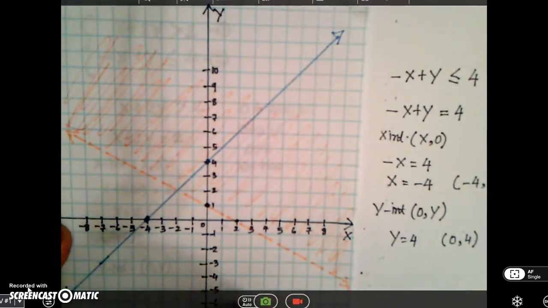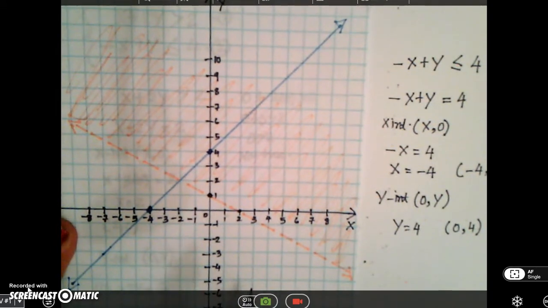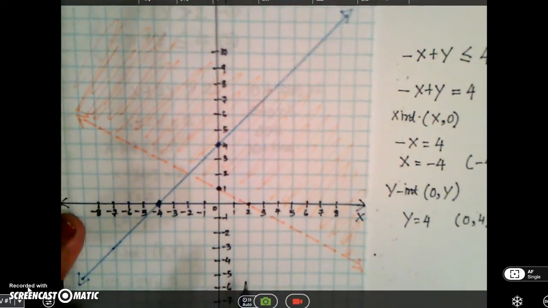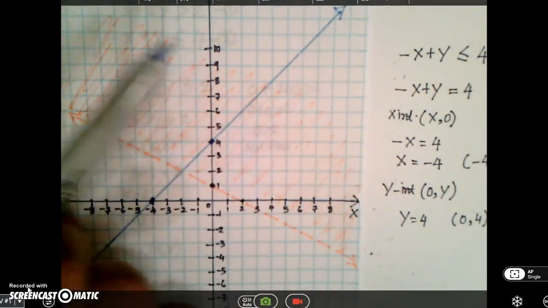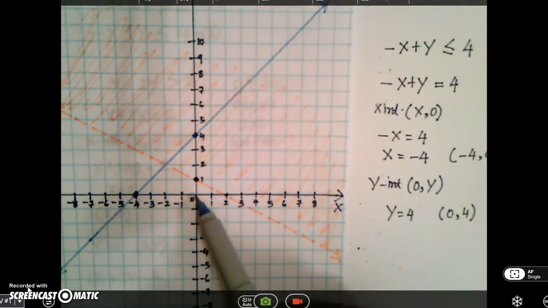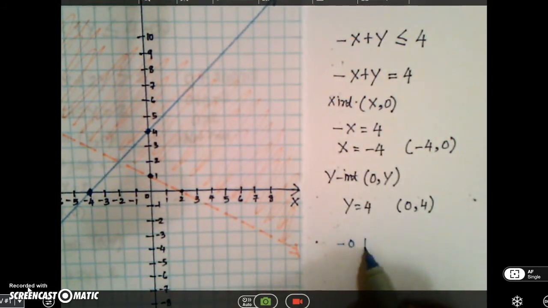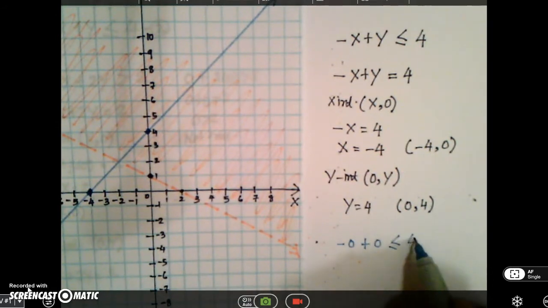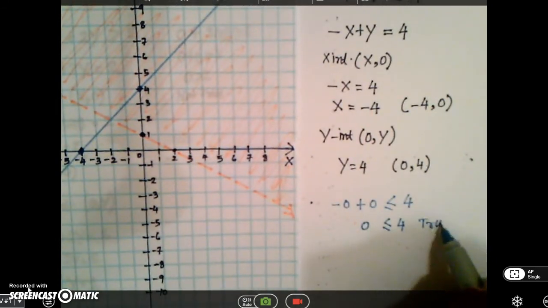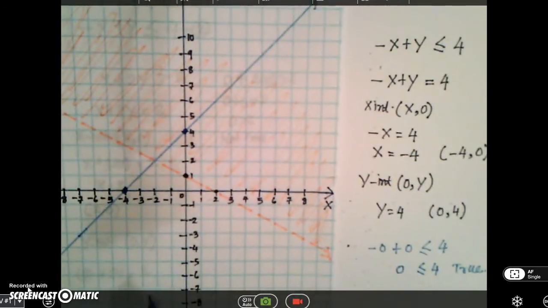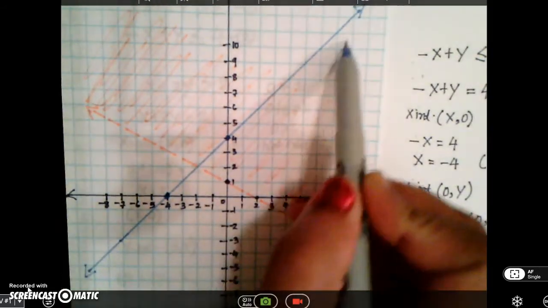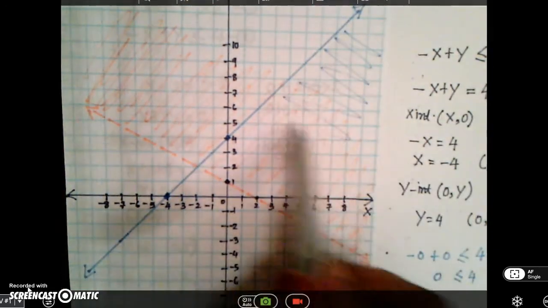I am not done yet because I still have to see which side I'm going to shade, which side is going to be my half plane, whether it's this side or that side of the line. So I have to test a point. As you can see, my line is not passing through (0, 0), so I can plug in (0, 0) into my inequality. -0 + 0 is less than or equal to 4, or 0 is less than or equal to 4. This is true, so that means (0, 0) is a solution. So my solutions are going to be on this side of the graph.